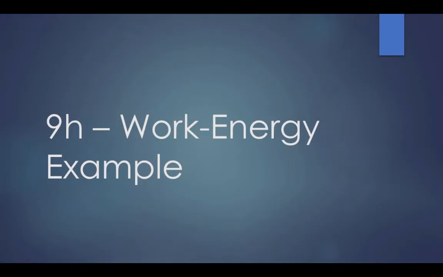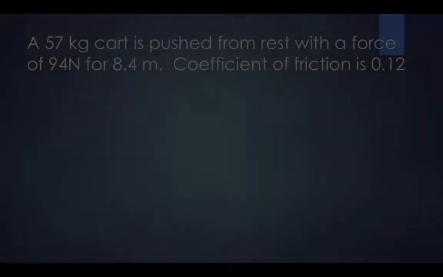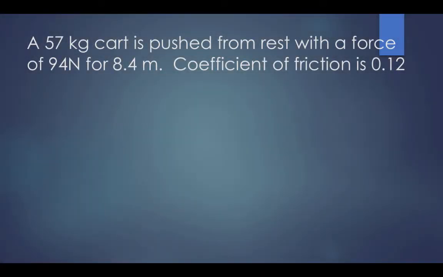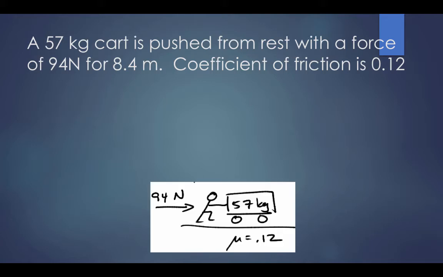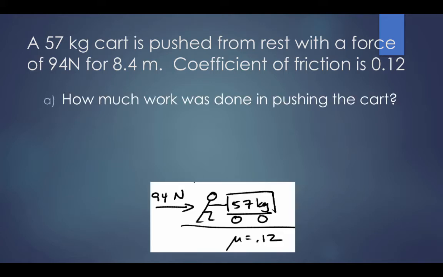Lesson 9H, Work Energy Example. A 57 kilogram cart is pushed from rest with a force of 94 newtons for 8.4 meters. The coefficient of friction is 0.12. Here's a picture of the problem.